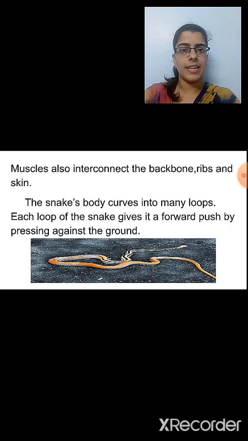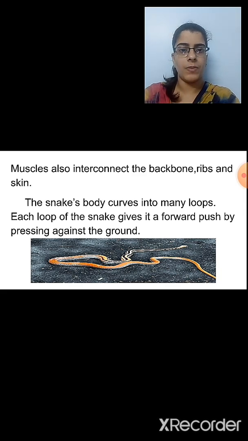Muscles also interconnect the backbone, ribs and skin. So what do the muscles do? They are interconnected with the backbone, ribs and even the skin. The snake's body curves into many loops. You can see in the image, the body of the snake curves into many loops.